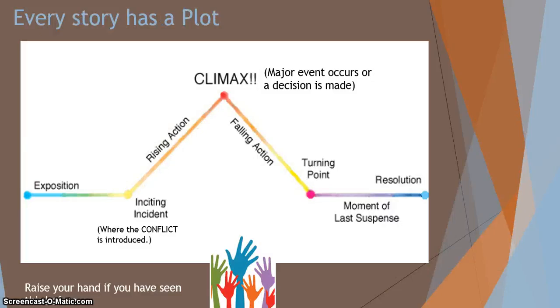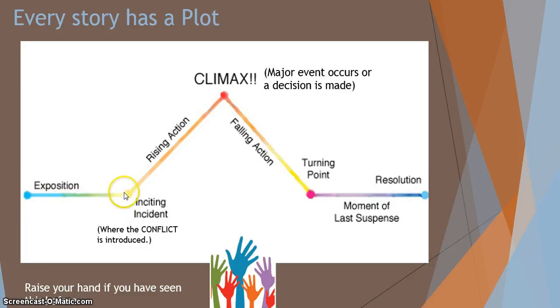Okay, good. Moving on. Every story has a plot, and I'm sure that everybody in here has seen this, right? It says down here, raise your hand if you've seen this before. So go ahead and raise your hand so I know you're paying attention while I'm watching you do the lesson in class. So on the plot line, of course, we have the exposition. This is where you learn about the characters, the setting of the story. It's the background information that you need to move forward.